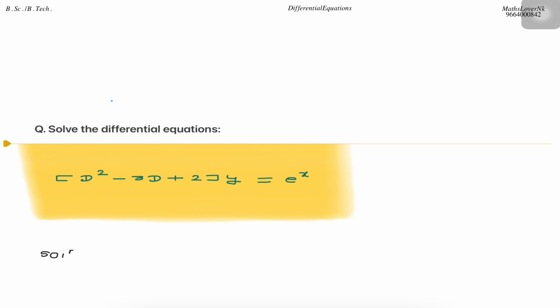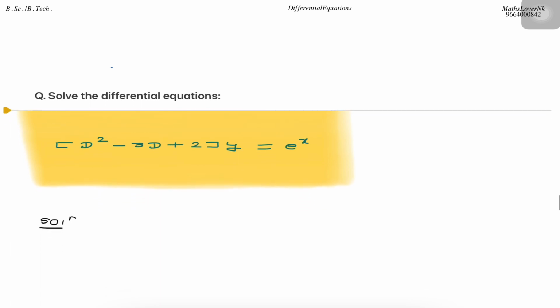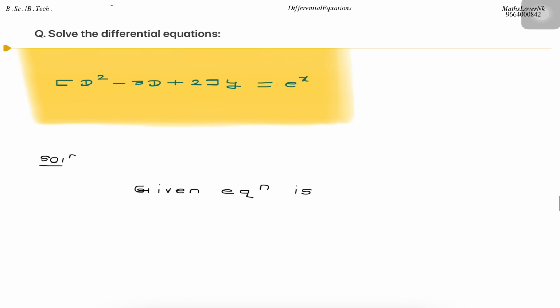Solution. At first write down the given equation: (D square minus 3D plus 2) y is equal to e the power x.